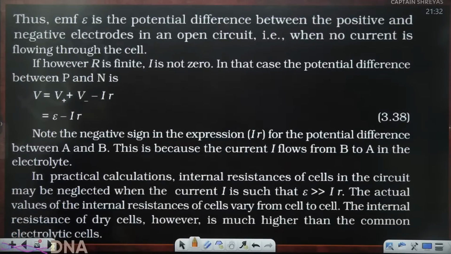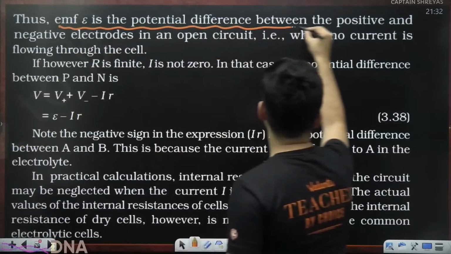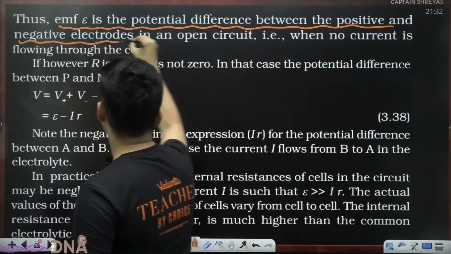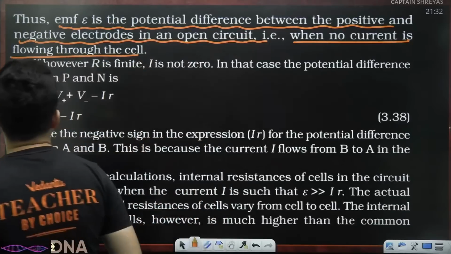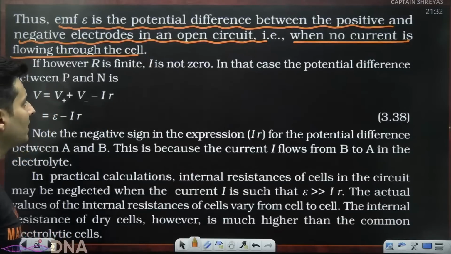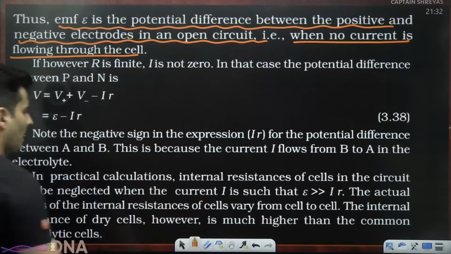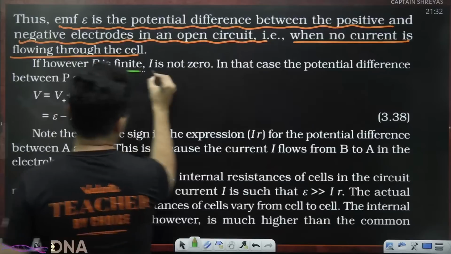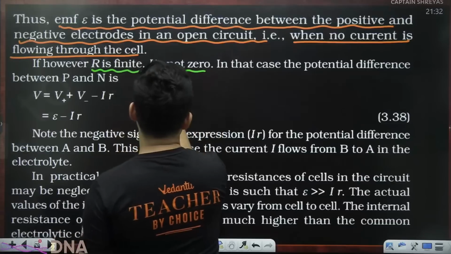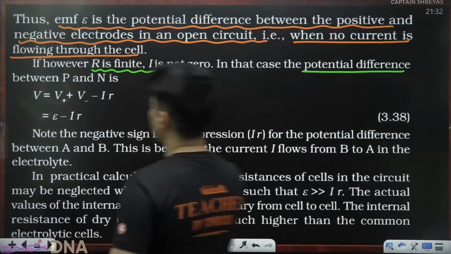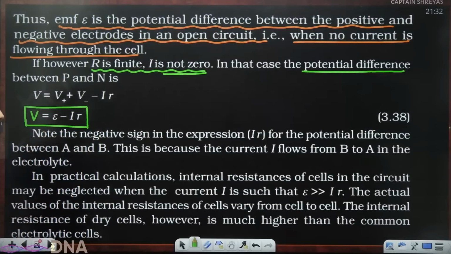Thus EMF is the potential difference between the positive and negative electrodes in an open circuit, that is, when no current is flowing through the cell. If however the resistance is finite, current is not zero, and in that case the potential difference between P and N is given by V is equal to E minus Ir. Okay, fair enough.